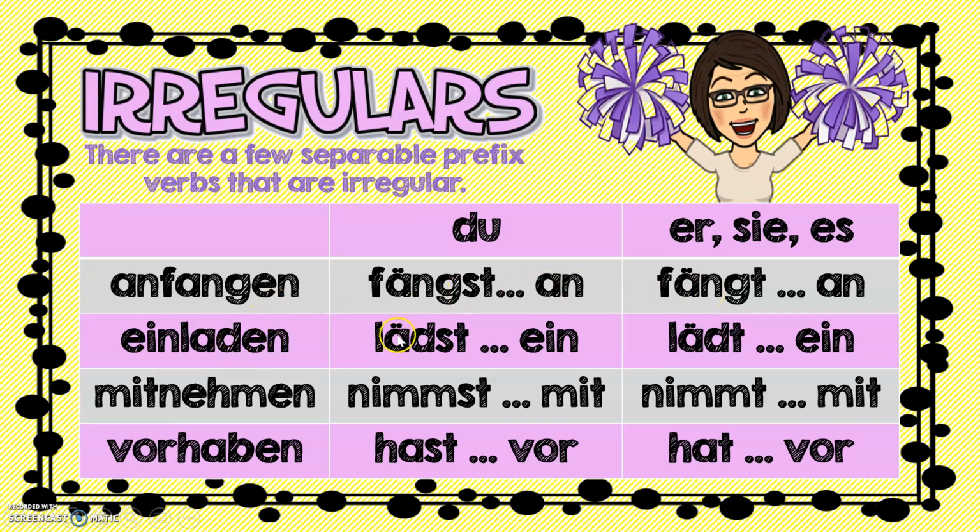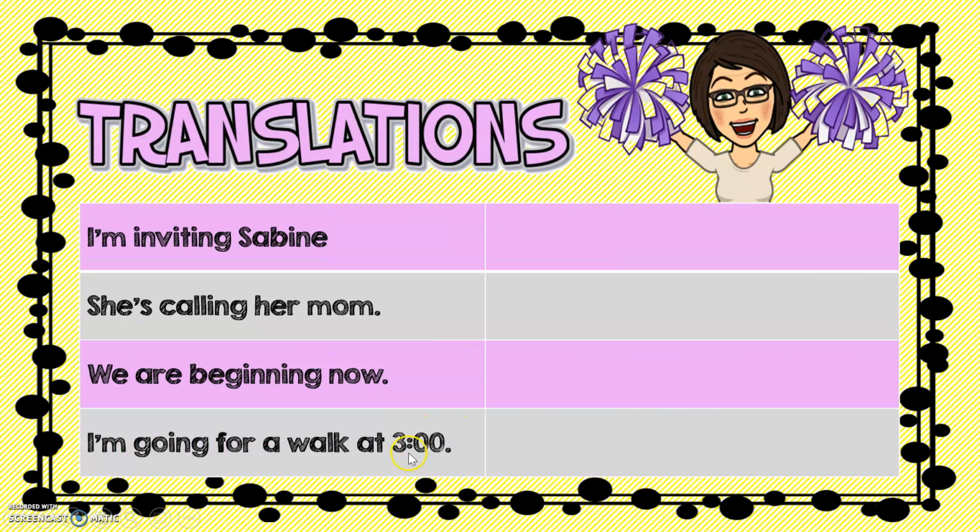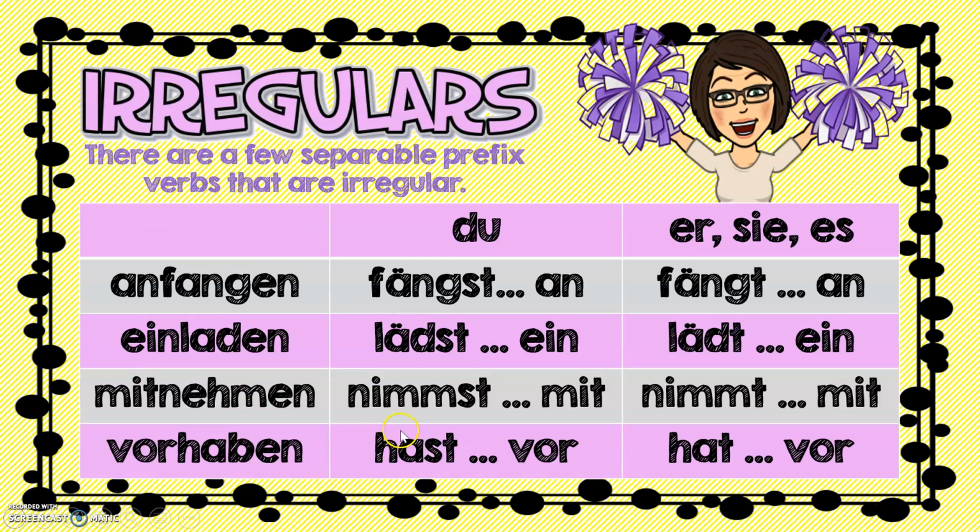Einladen is irregular. It also adds an umlaut in the du form and the er/sie/es form. Laden, lädst, lädt. Nehmen is irregular. Nimmst, nimmt. And haben, remember, drops the B in the du form, hast, and it drops the B in the er/sie/es form, hat.